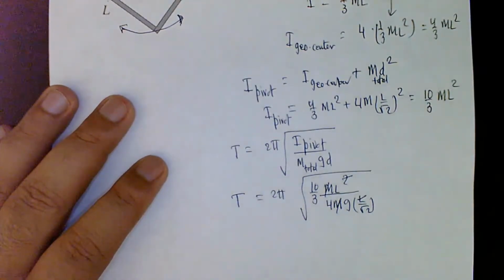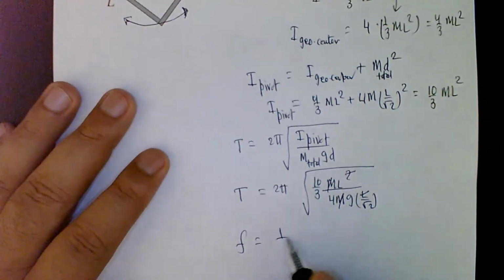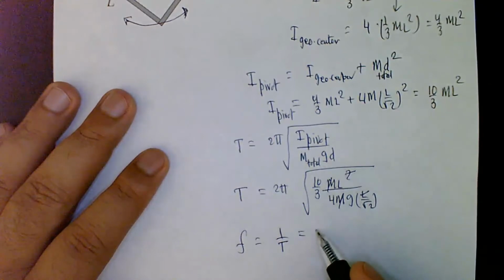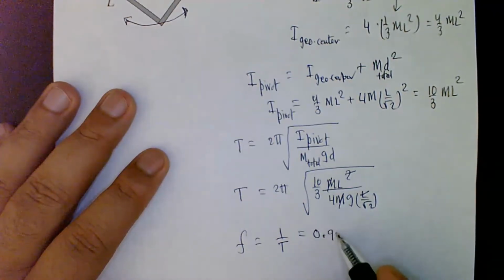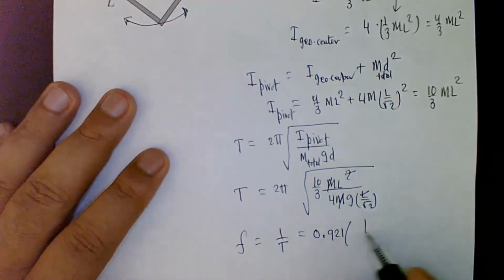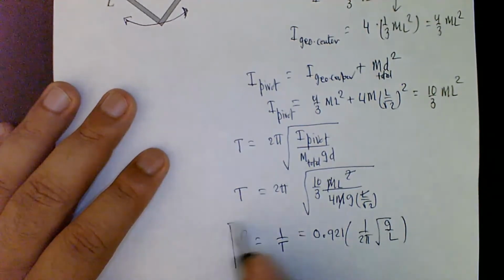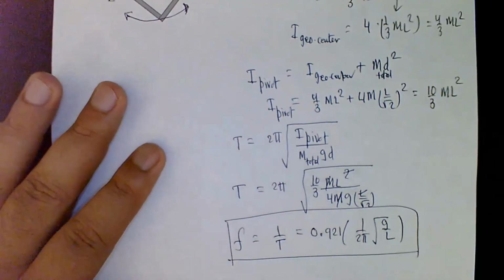And for frequency, the frequency is just the inverse of the time period. If you now simplify that into the simplest form, it's going to be 0.291, 1 over 2 pi, times the square root of g over L. Okay, that's it.